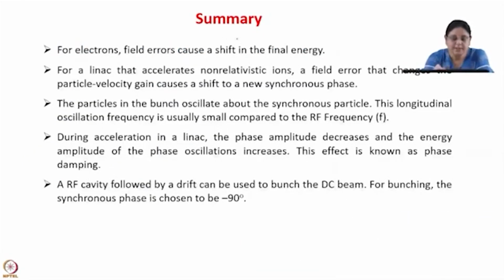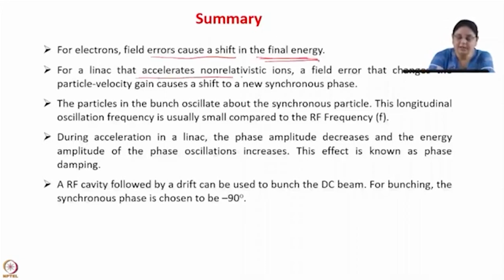So finally, to summarize, we have seen that for electrons, field errors cause a shift in final energy. So if there is a field error in the accelerating cavity and you are accelerating relativistic electrons, the electron will still move from the center of one gap to the center of the next gap in the right time and see the correct phase. But since there is a field error, there will be a shift in the accelerating field seen by the electron. So there will be a change in the final energy of the electron.